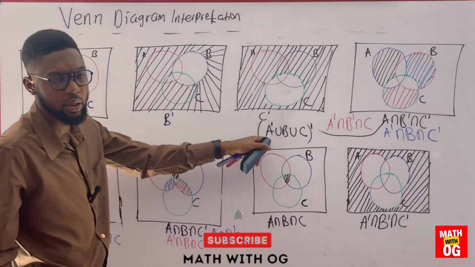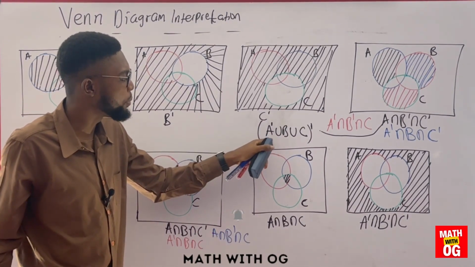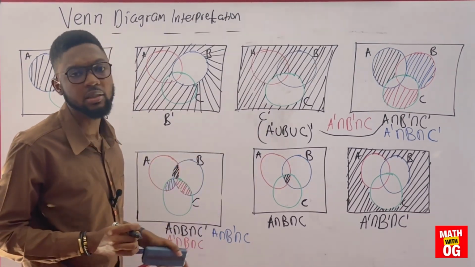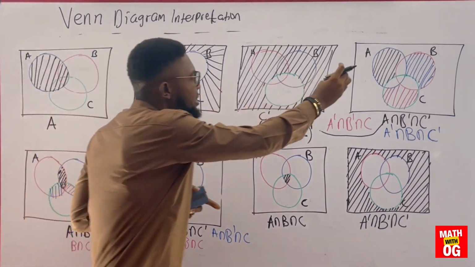So you draw A complement, you shade B, you shade everything that you can find in A complement, B and C. And when you are done shading everything you can find in A complement, B and C, you see that this part here, where is it? This part here will not be shaded.